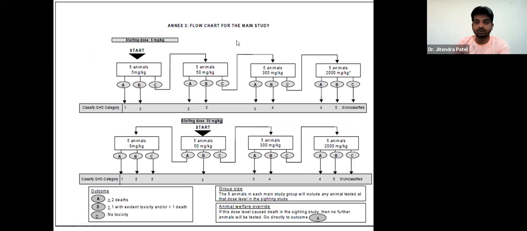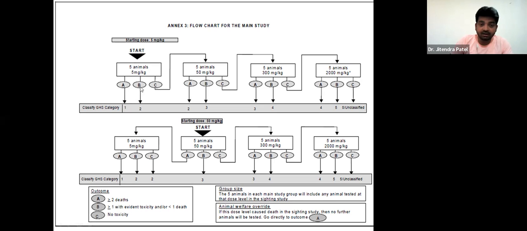Coming to this one, you can see the main study. It is called Annexure 3, the flow chart for the main study. The starting dose is 5 mg per kg. Again, here we are going to take 5 animals in the main study, whereas there it was 1 animal, right? So 5 animals. Again, we are going to start with 5 mg per kg.